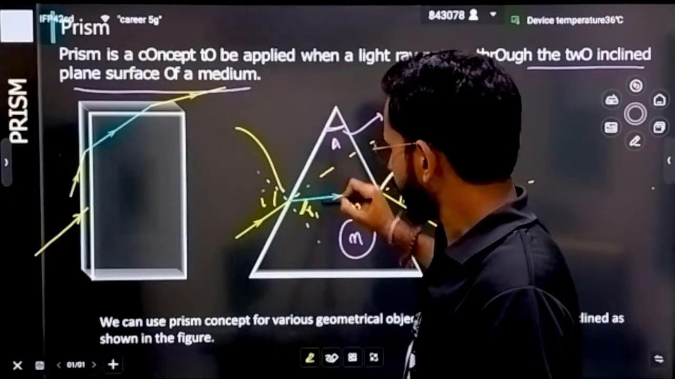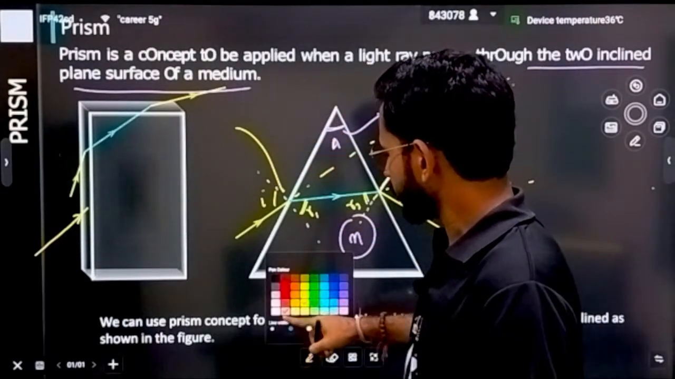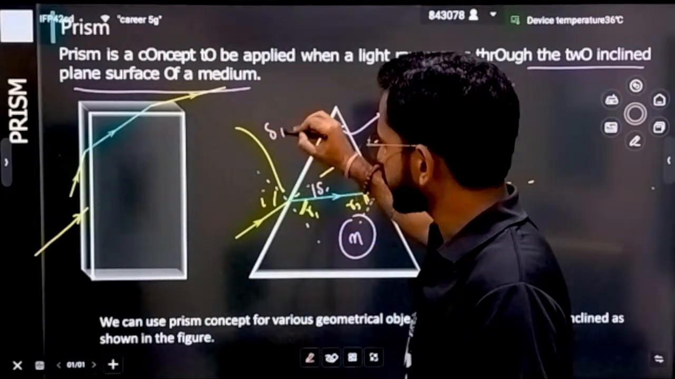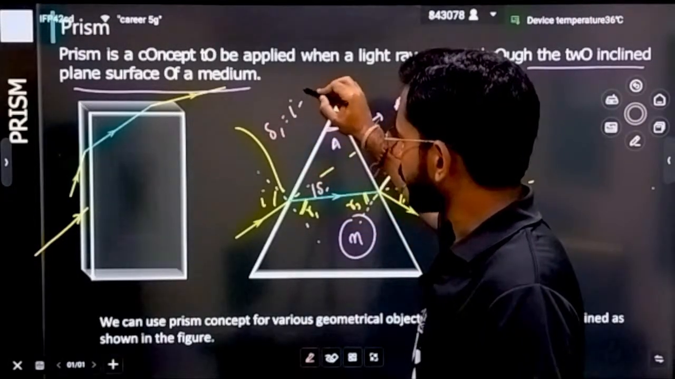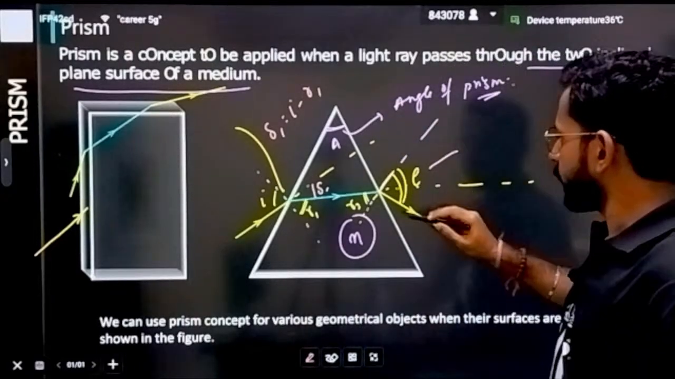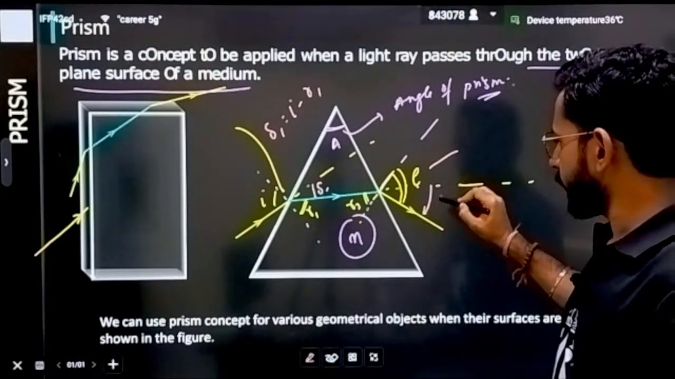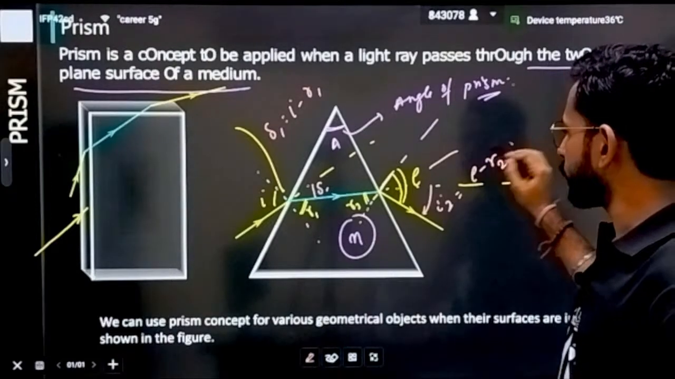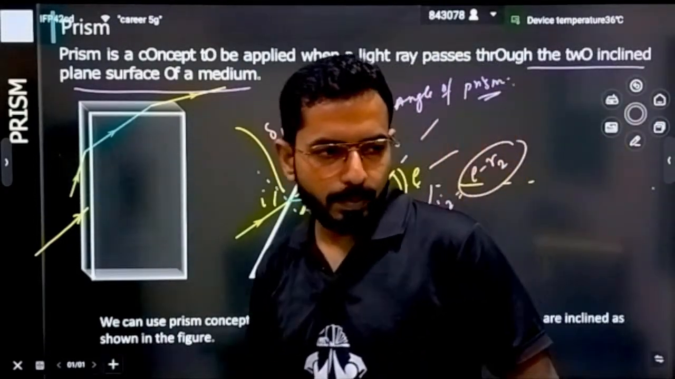Who is greater? I will say simply this one is the deviation. This one is deviation 1. How will I write deviation 1? Deviation 1 will simply be written as I minus R1, and here this is the normal ray, and here it is bent. Again deviation 2. Deviation 2 is written as E minus R2. This is the basic structure of this complete angle.